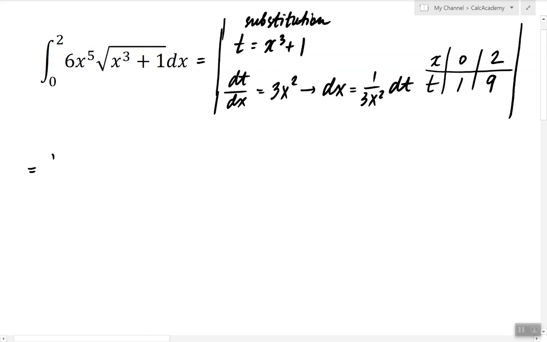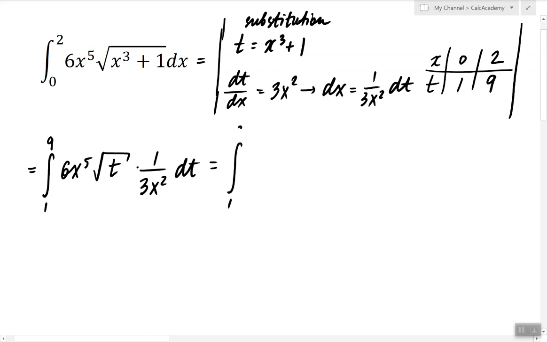So plugging everything in, I have an integral from 1 to 9. And here we have 6x to the power of 5 times square root of x cubed plus 1, which is now t with respect to x, but the x is now 1 over 3x squared dt. So we can reduce x squared with x to the 5th, and there's still x cubed left.